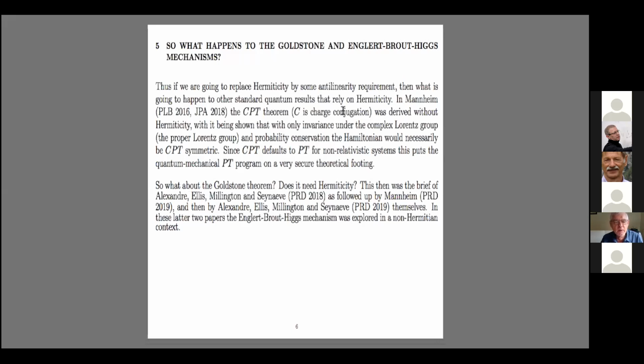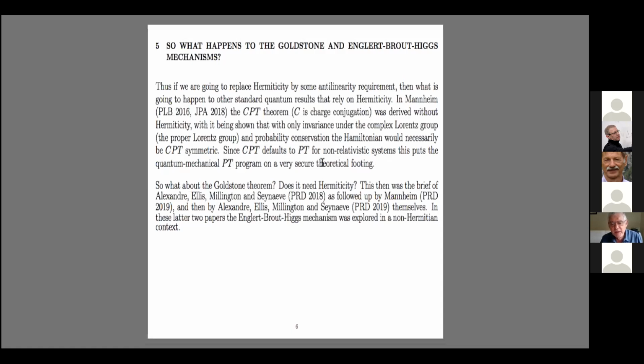And you immediately realize, well, of course, with PT, you can have complex eigenvalues. And therefore, there had to be some connection between what we've just been discussing and the CPT theorem. And then I was able to show that under only two assumptions, complex Lorentz invariance, namely invariance under the proper Lorentz group, and probability conservation, the Hamiltonian would automatically be CPT symmetric. And so those are the two ingredients that you need for CPT. Now, if you're in a non-relativistic system, you're below the threshold for particle creation, so you can ignore C, and CPT defaults to PT. And therefore, the PT program is on a very secure theoretical footing.